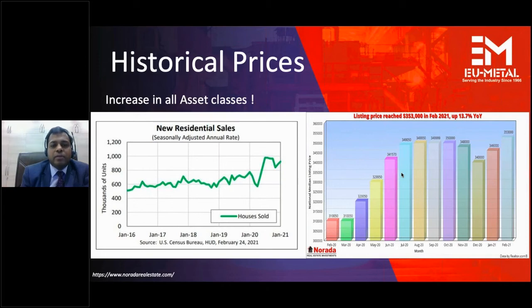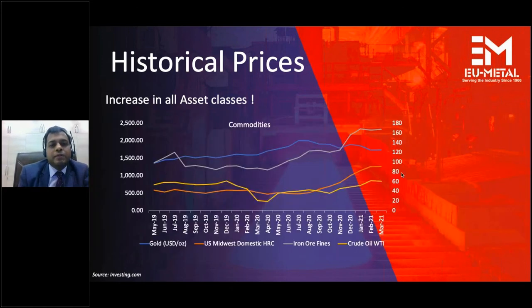Similarly, when we move to the next asset class, which is real estate, as you can see from the data, this is sample data from the US market, which is of course the biggest economy in the world. After that, if we look at the commodities as well, I have taken the data for gold, US market hot rolled coil prices, then the iron ore and the crude oil.